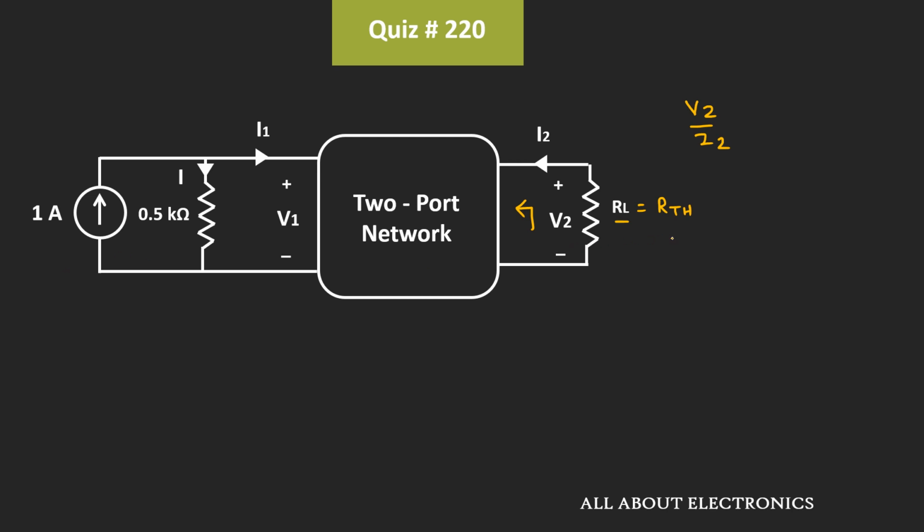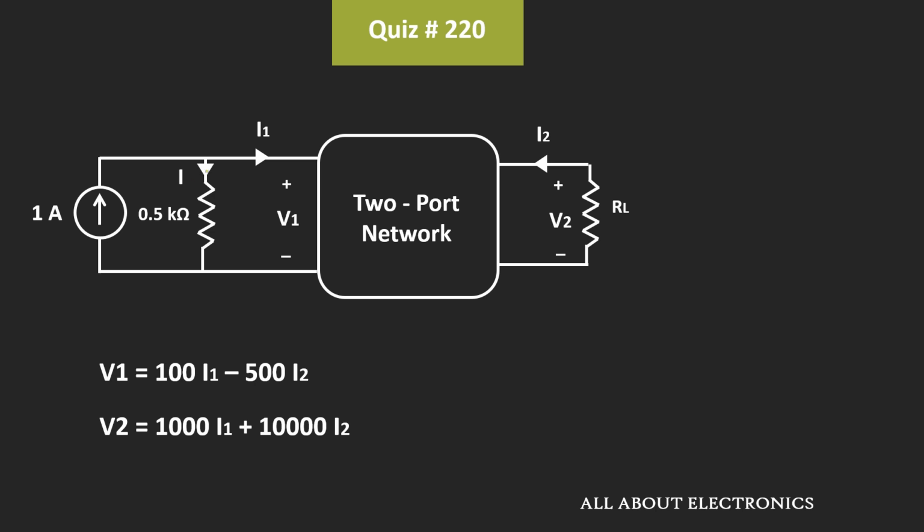So first of all, let us find the Thevenin's equivalent resistance considering all the independent sources in the circuit as 0. Now if you notice over here, if we apply the KCL at this node, then we can write 1 ampere is equal to current I plus I1. Or in other words, we can say that current I is equal to 1 minus I1. Now here the voltage V1 is equal to I times 0.5 kilo ohm, or in other words, 500 times (1 minus I1). So this is the expression of V1 in terms of I1.